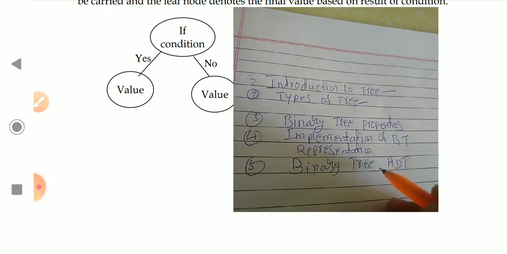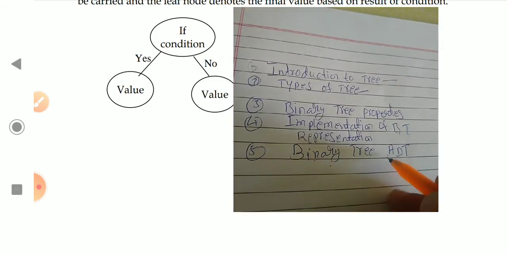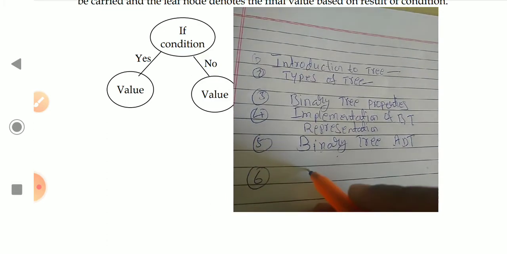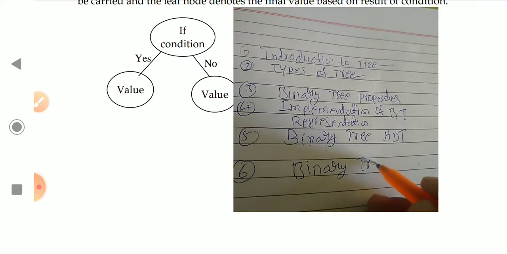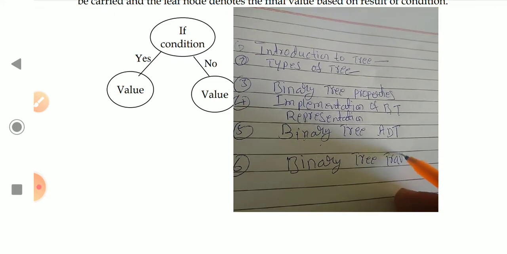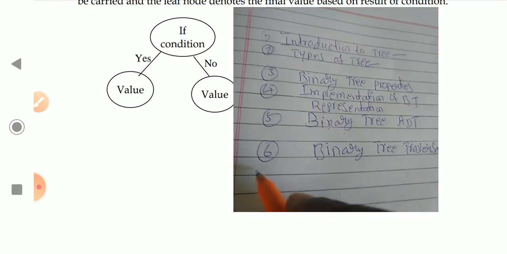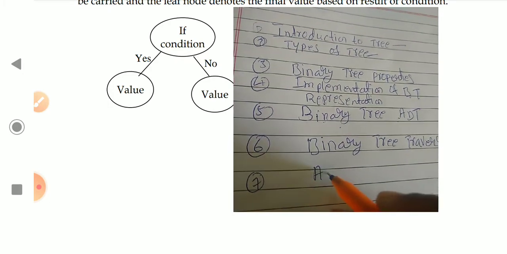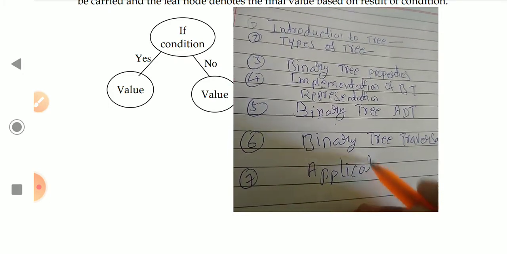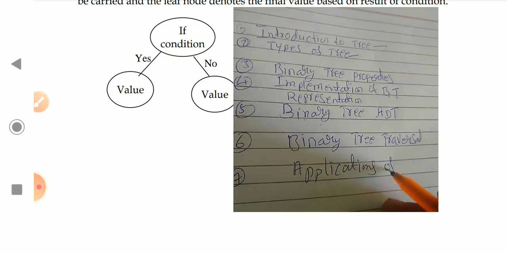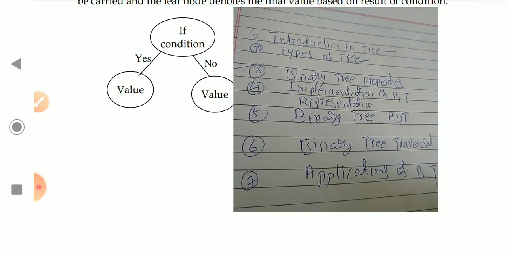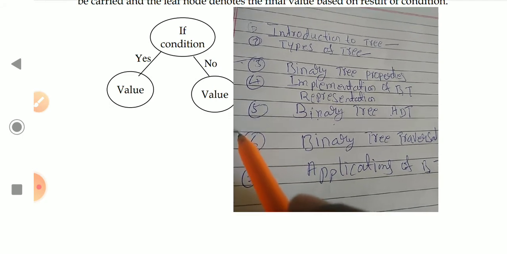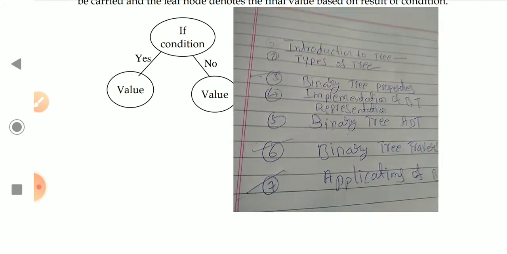Here we studied how to create an empty binary tree and how to insert a node into the binary tree. Next we discussed binary tree traversal. Finally, today we discussed applications of binary tree. All of you must learn binary tree properties, binary tree traversals and applications. These are the most important topics.